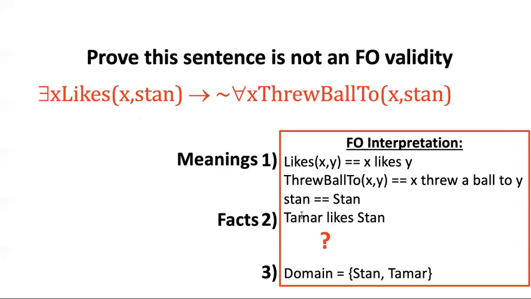Now I need to make sure somebody likes Stan. You could use Stan himself perhaps, but I decided to add another person into my domain. So I had Tamar like Stan, and that's why this antecedent is true. My domain, I just said I only have two people, Stan and Tamar. Now, I've specified some facts so that we know the truth value of this, but my interpretation is not yet complete. So I need to know some more facts in order to really know this sentence could be false.